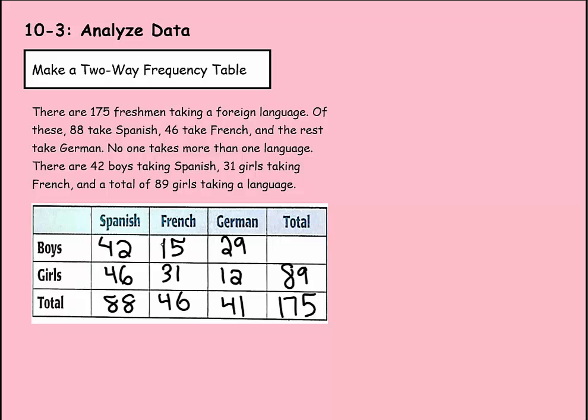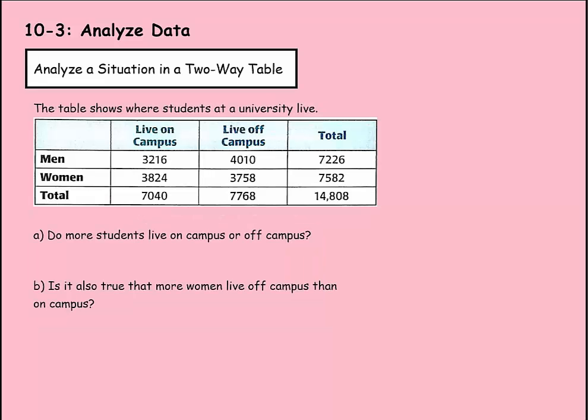We'll do the adding method. 15 plus 42 is 57. Plus 29 would be 86. And lo and behold, 86 plus 89 does equal 175. Now we can analyze the situation in a two-way table.